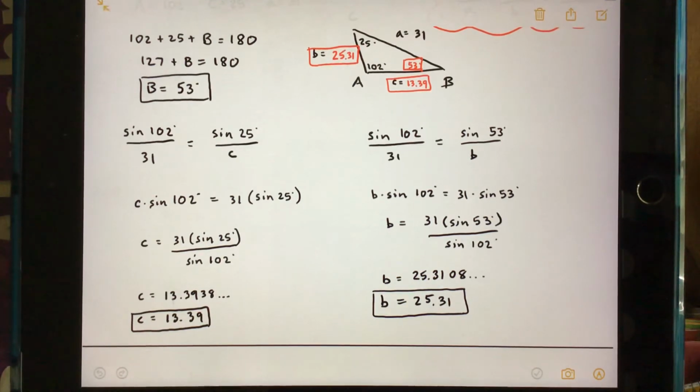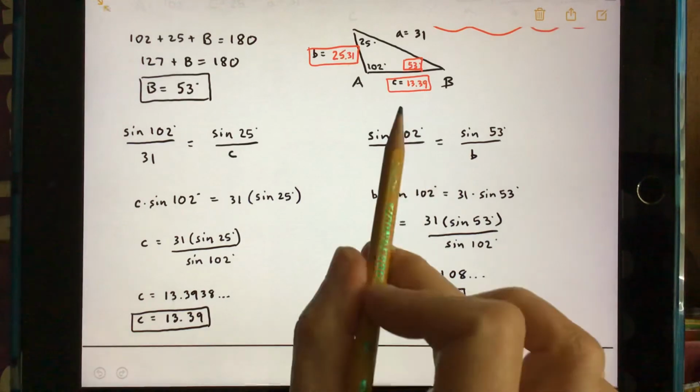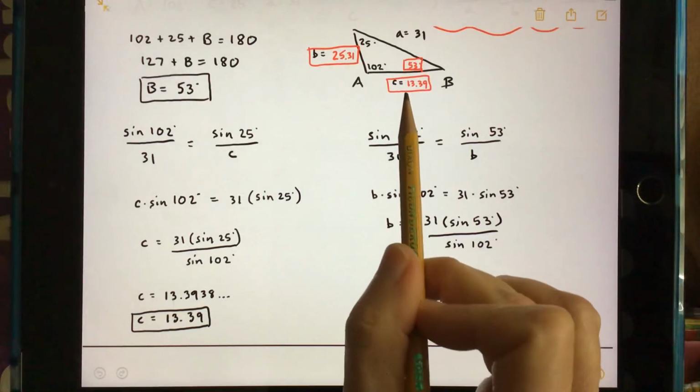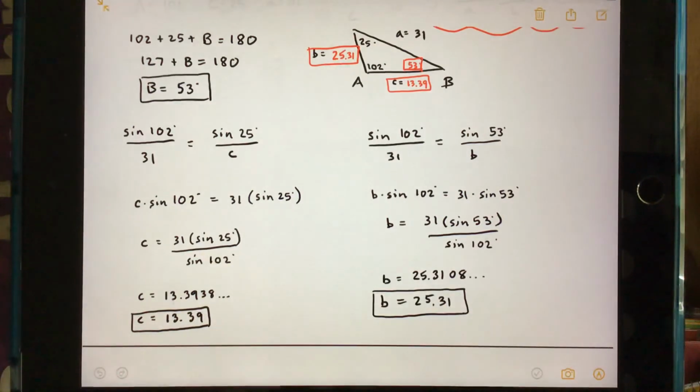On my calculator, I will have on my display an irrational number, so it will have lots of digits. I'll go ahead and round off to the hundredths place, so that will mean that C is equal to 13.39, rounded off to the nearest hundredth. So I've written that in just for reference, so I can see now that I have solved my angle B and the length of C. All I have to do is figure out my B.